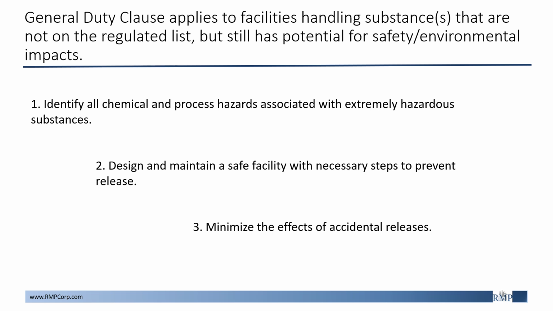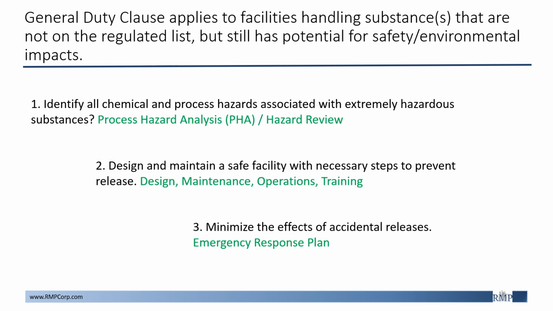1. Identify all chemical and process hazards associated with extremely hazardous substances. 2. Design and maintain a safe facility with necessary steps to prevent release. 3. Minimize the effects of accidental releases. How is a facility able to fulfill these requirements? Through having a process hazard analysis or hazard review, through documenting process design, maintenance, operations, and training, and through documenting or developing an emergency response plan.